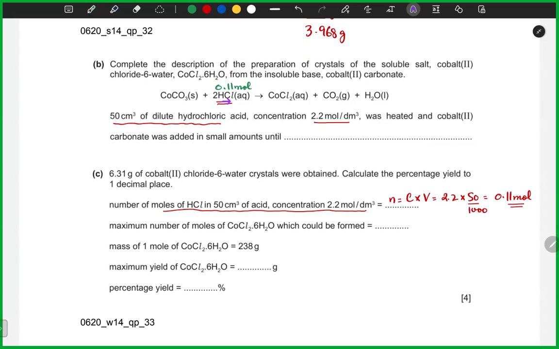So now he's asking to calculate the number of moles of cobalt chloride crystals that will be formed. So it's 2:1. So cobalt chloride would be half this amount. So I'm going to take this amount and divide by 2. Double check this again so that there's no mistake. So I'm going to get 0.055 moles, right? So I'm going to get 0.055 moles of cobalt chloride.